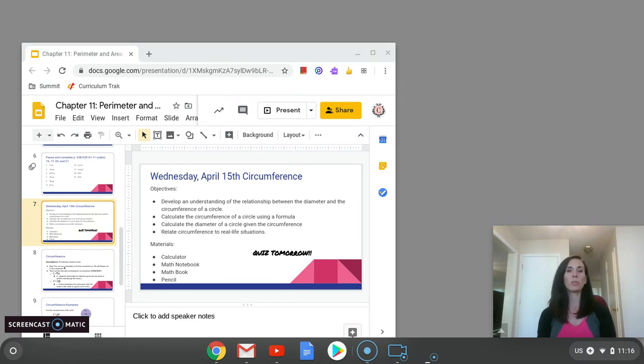So today you will need a calculator. So if you don't have a calculator, go ahead and grab one. You can multiply these things out by hand if you don't have a calculator, but it would be best to have one. So let's get started.